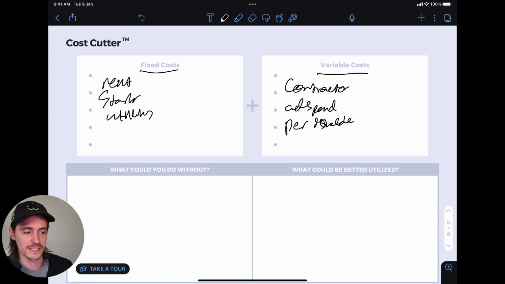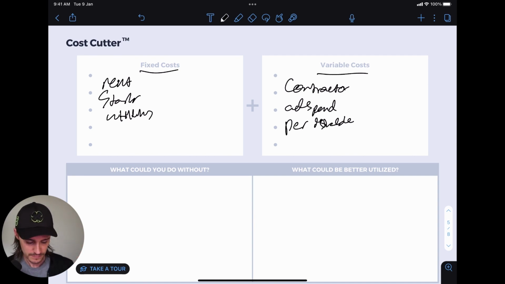So a fixed cost is something that doesn't change. Your rent is your rent. $5,000 a month, it's always $5,000 a month. Whether I make $100,000 that month or whether I make $0 that month, my rent is the same. Staff, pretty fixed. It can vary to a point, but it's not as variable as contractors, where depending on how much they make, the expense will change.